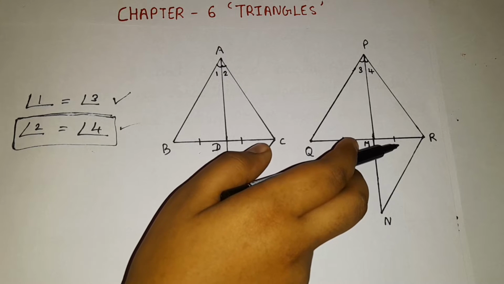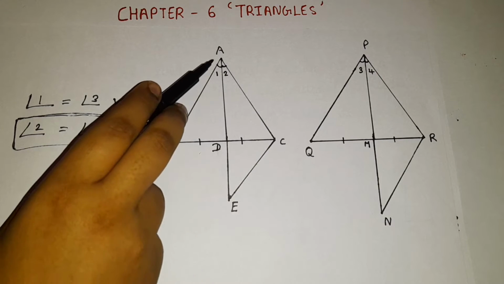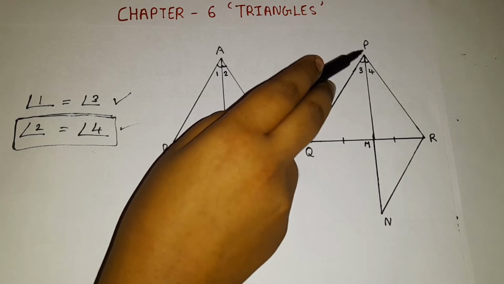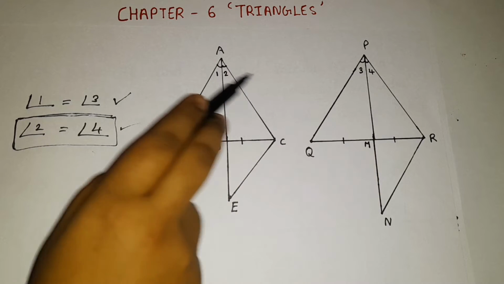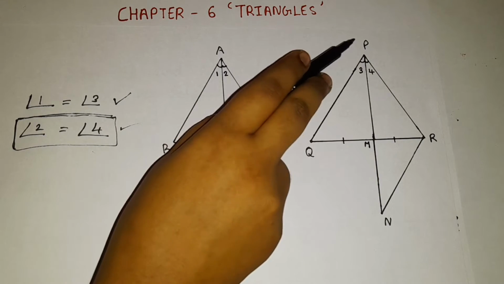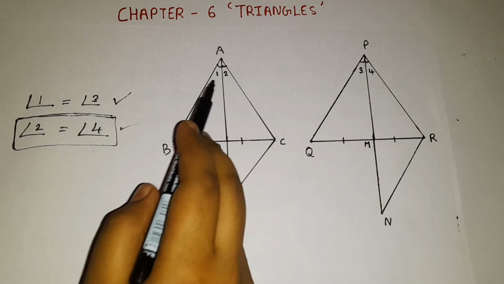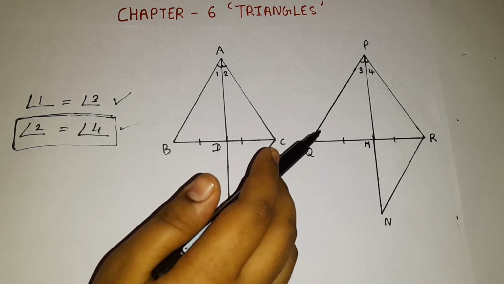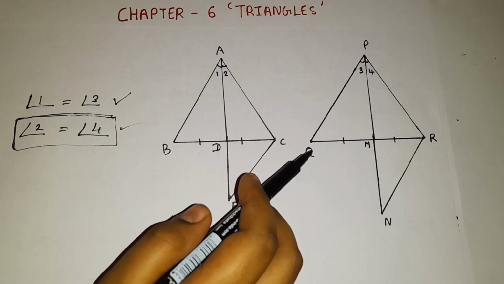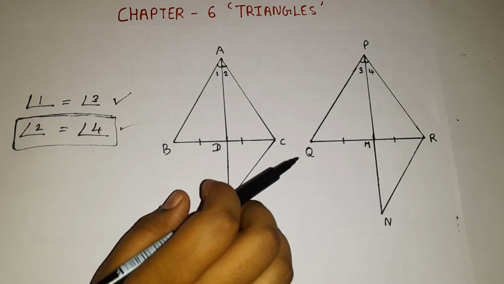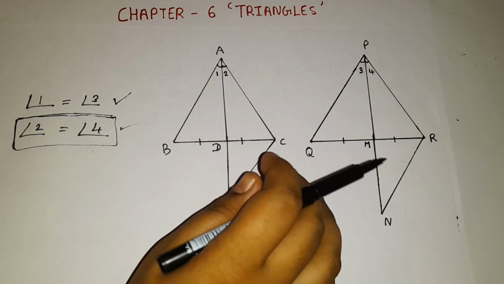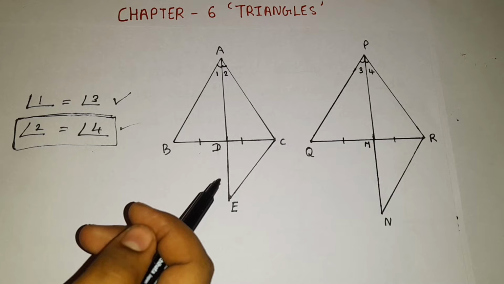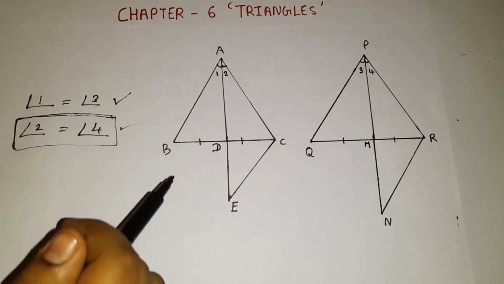Okay, so I am supposed to show that triangle AEC is similar to triangle PNR. If I show triangle AEC is similar to triangle PNR, then I can say angle 2 is equal to angle 4. Okay, so this is what we are going to do. Since I am going to prove these two triangles are similar, let us check whether we have information to prove it is similar.